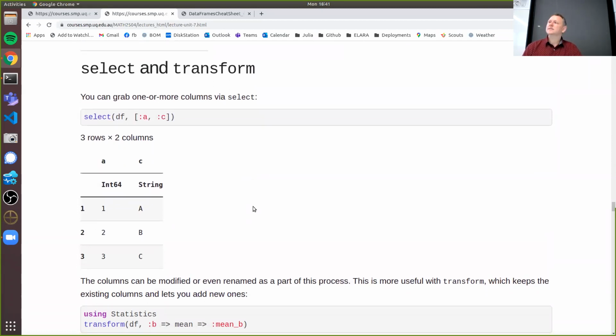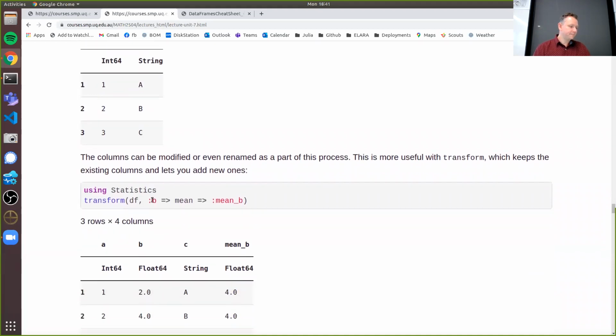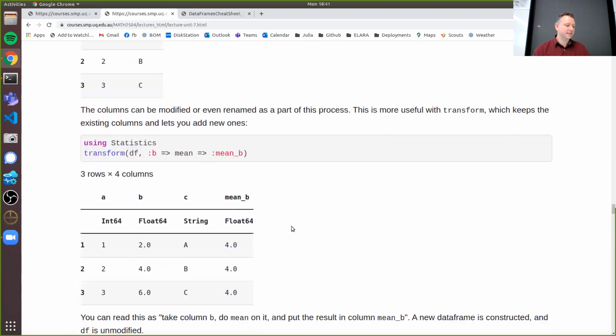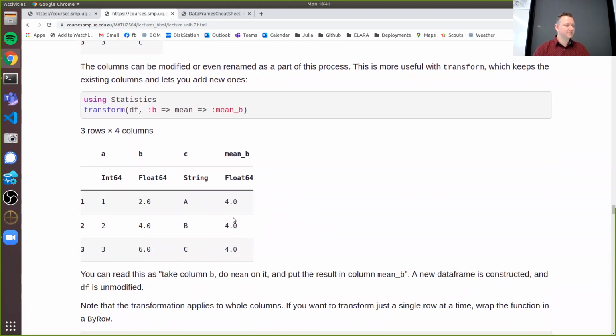In SQL, we had this select thing, which let you query certain columns and even make transformations on columns. There's something similar here. You can just select columns A and C, for example. And then there's transform. Transform is like select, but it keeps all the columns and adds another one. So we can transform the data frame, take the B column, find the mean of the B column and stick it in a new column called mean B. B was 2, 4, and 6, so the mean is 4, and it's stuck in every row. This is useful because maybe later on you want to divide B by the mean of B to get some sort of normalized B.